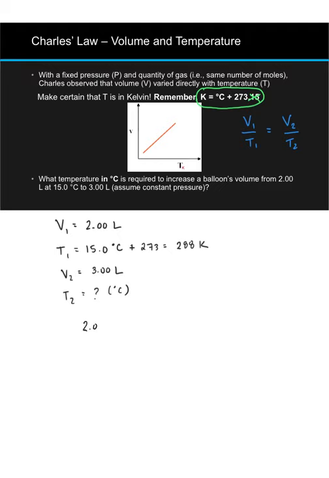V1, 2 liters, over T1 in Kelvin, 288 K, is equal to V2, 3 liters, over T2, an unknown. And now we need to solve for a quantity in the denominator of the right-hand side. The easiest thing for us to do will be to multiply both sides by T2 so that we get rid of it entirely on the right-hand side.